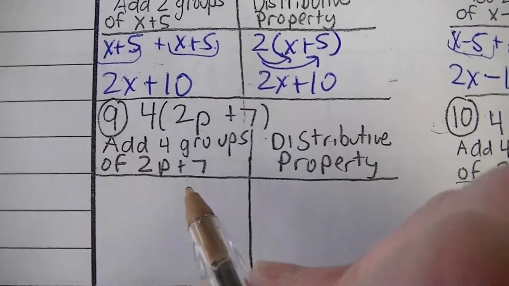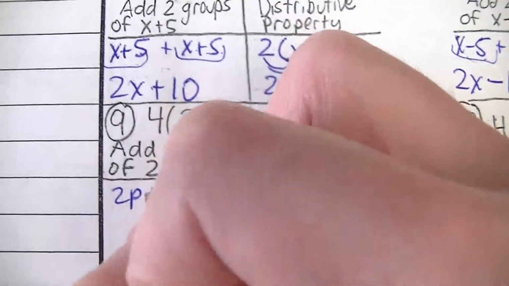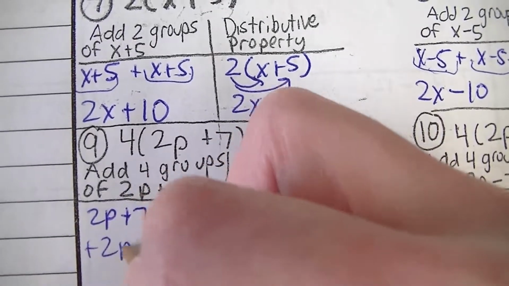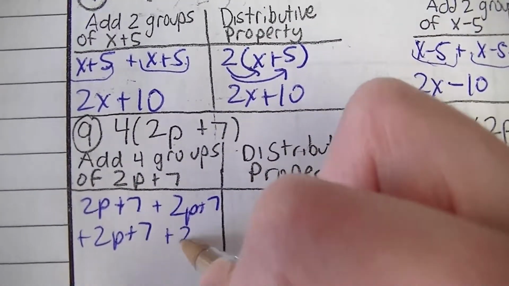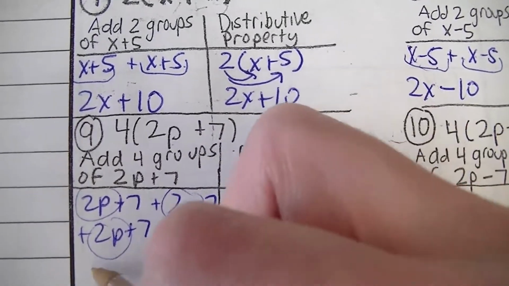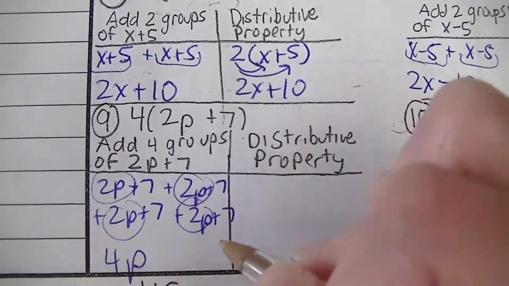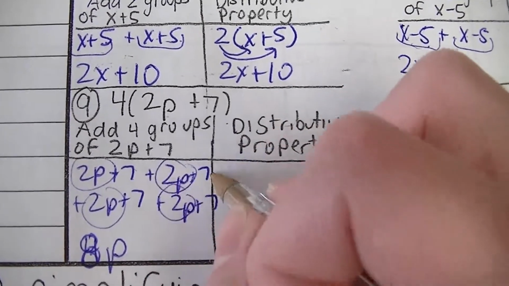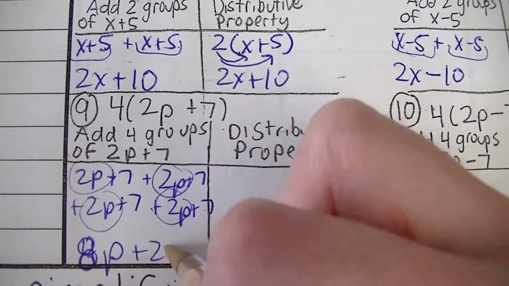Okay, add 4 groups of 2p plus 7. So here's your group of 2p plus 7, plus a group of 2p plus 7, plus a group of 2p plus 7. That's 3 groups. Now one more group. And so 2p plus 2p plus 2p plus 2p is 4p's. Wait, just kidding. 2, 4, 6, 8. Oh my gosh, it's 8p. And then 7 plus 7 plus 7 plus 7 is a positive 28.